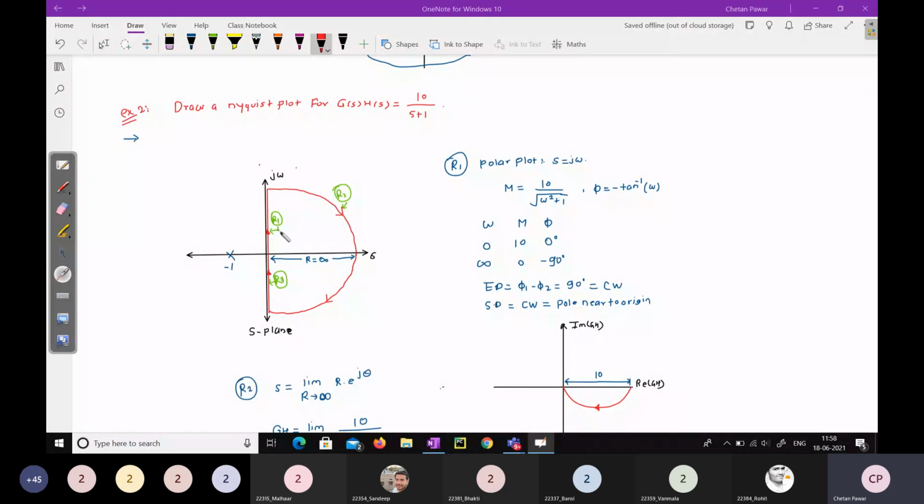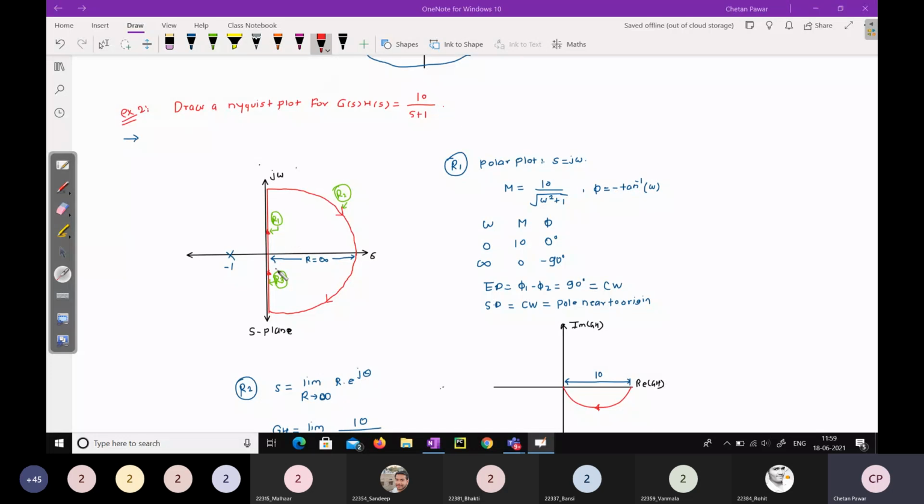Region 1 will start when omega is equal to 0, and at omega is equal to infinity that region will end, where s is equal to j omega. So that is the polar plot region. The second region is the infinite radius semicircle. And the third region will be this inverse polar plot region, right? So now this is a simple Nyquist plot.